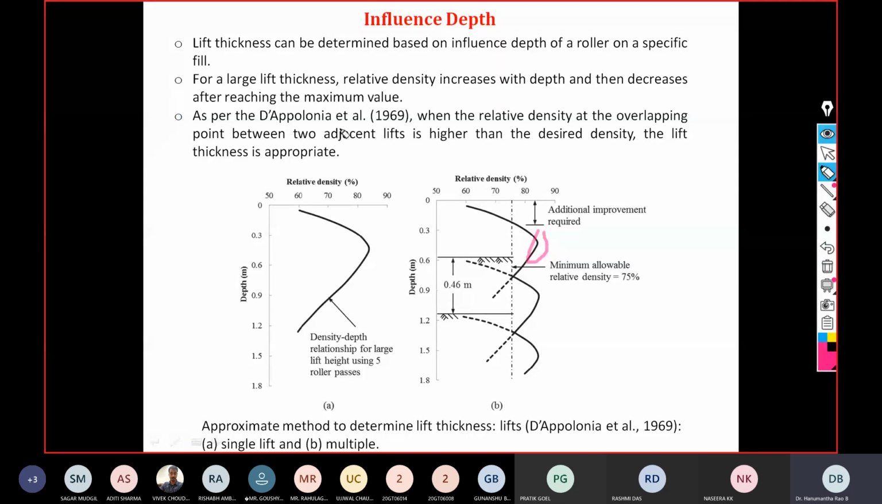So as per D'Apollonia, the overlapping point between the two, so this is the overlapping point. In order to find the best and optimum relative density, it is advised to superimpose multiple lifts so as to determine the minimum relative density. As for these graphs, it is easy to understand that you need to ensure the overall minimum relative density that you are achieving in the field.